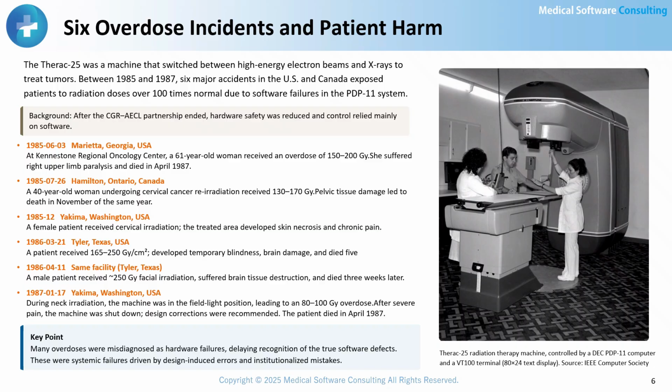March 21, 1986, Tyler, Texas. A male patient was prescribed 180 rads but received 165 to 250 grays because rapid typing by the operator triggered a race condition. The overdose struck a 1 square centimeter area. He immediately became quadriplegic and died 5 months later. Earlier machines such as the Therac 20 had hardware interlocks to prevent this. The Therac 25, relying on software alone, offered no such protection.